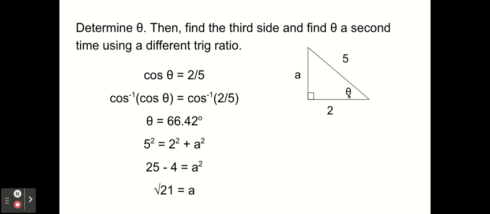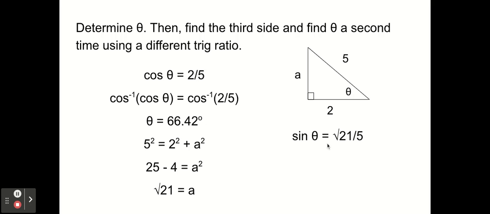So now I can find theta again. Well, now I have a couple choices. I have opposite and hypotenuse, so I could do sine. I have opposite and adjacent, so I could do tan if I wanted to. So I'm going to do sine, though. So sine is opposite, so square root of 21, all divided by 5, hypotenuse.